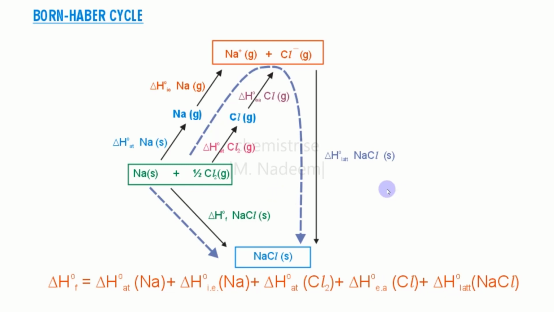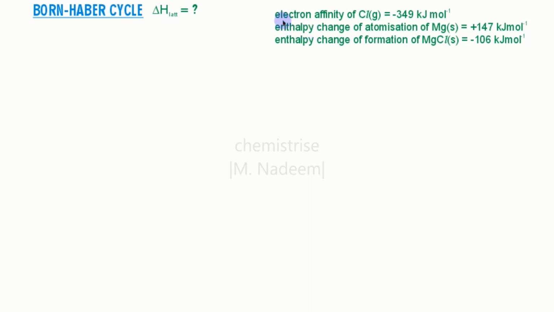Now let's construct an energy level diagram of the Born-Haber cycle using an exam question. So this is an exam question in which we have to find the lattice energy of MgCl with the help of its enthalpy of formation, enthalpy of atomization of Mg, and electron affinity of Cl, and we will use some data from the data booklet. So let's construct the Born-Haber cycle using an energy level diagram.